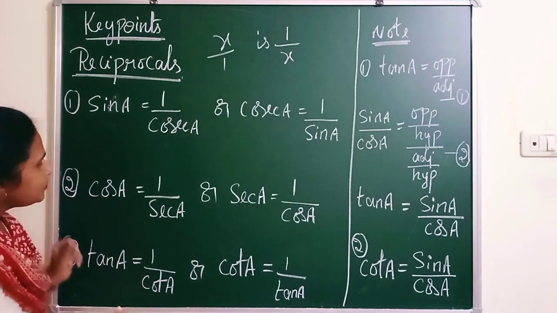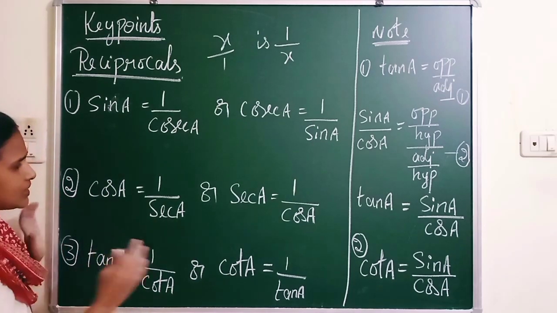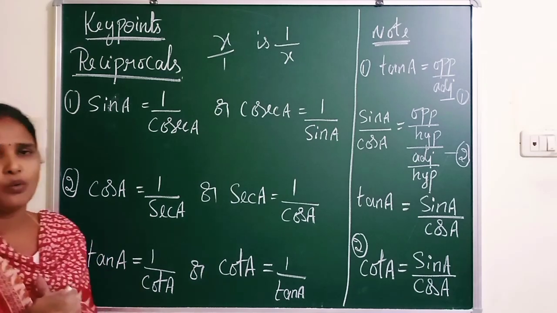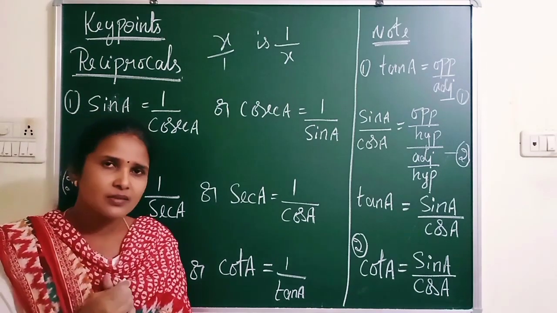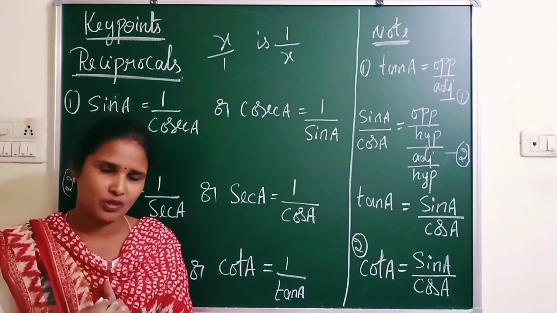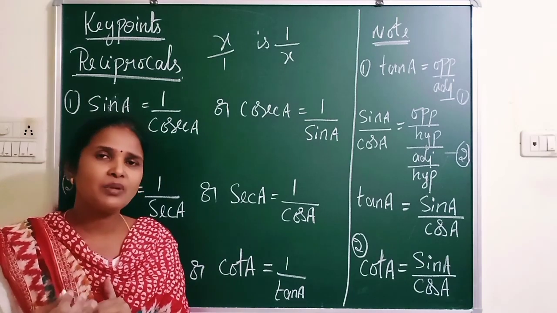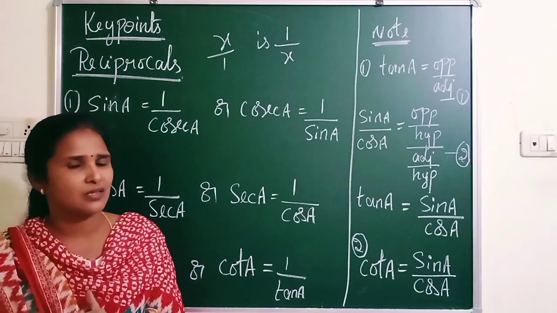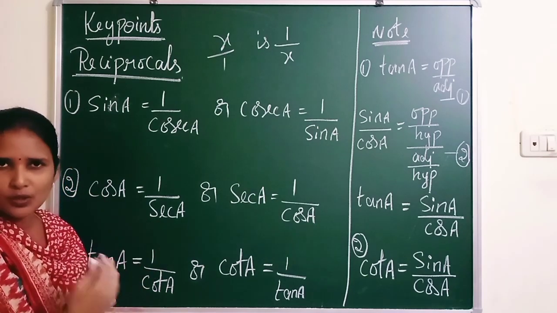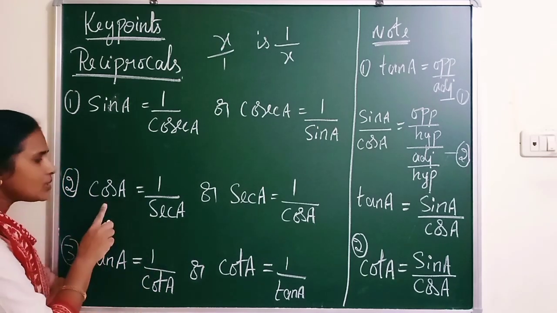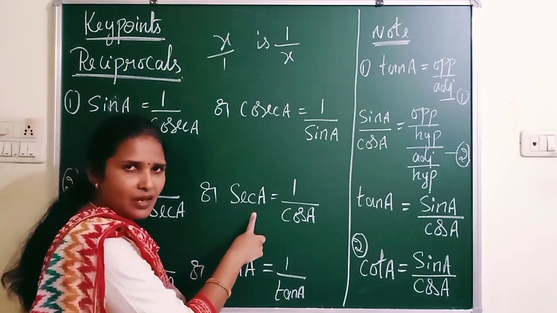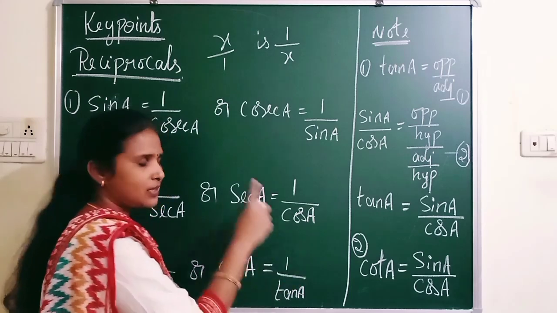You have to remember this. And the second relationship is between cos and sec. Both are related to each other. How? What is the cos ratio? Cos can be written as adjacent by hypotenuse. And sec can be written as hypotenuse by adjacent. So we can say that cos and sec are reciprocal to each other. Therefore, cos A equals 1 by sec A, or sec A equals 1 by cos A.